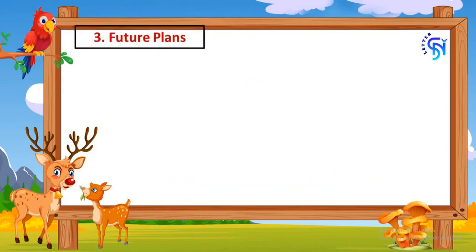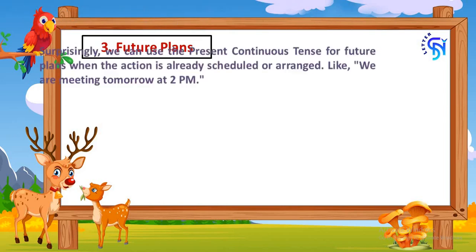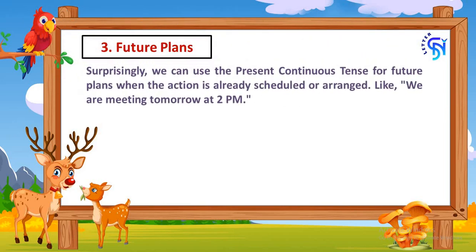The third one, future plans. Surprisingly, we can use the present continuous tense for future plans when the action is already scheduled or arranged. Like, we are meeting tomorrow at 2 p.m.